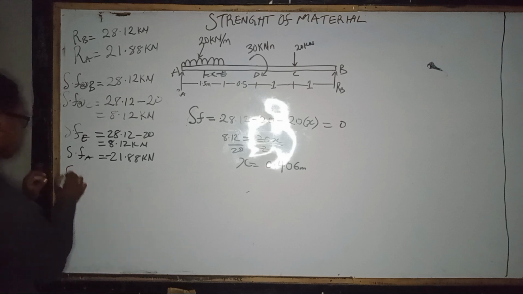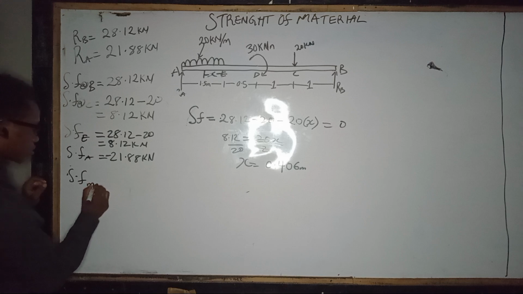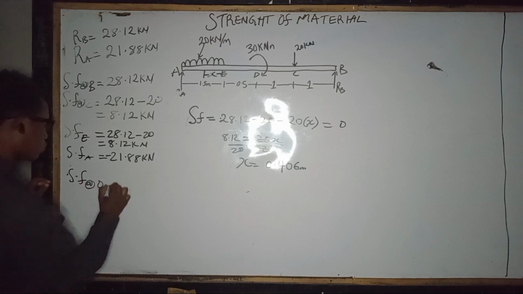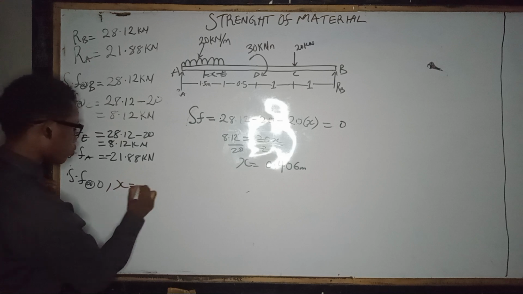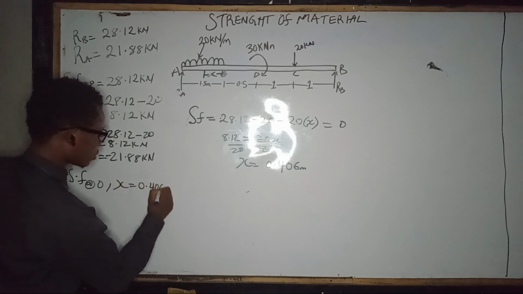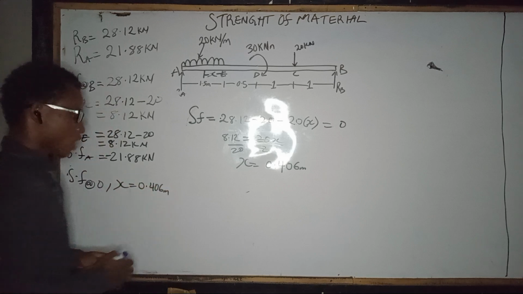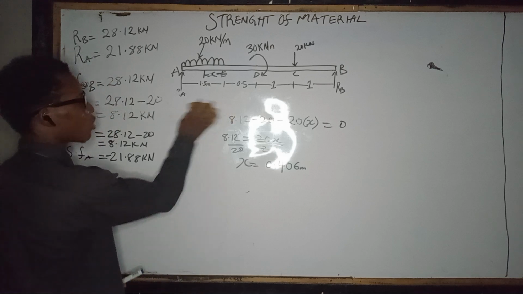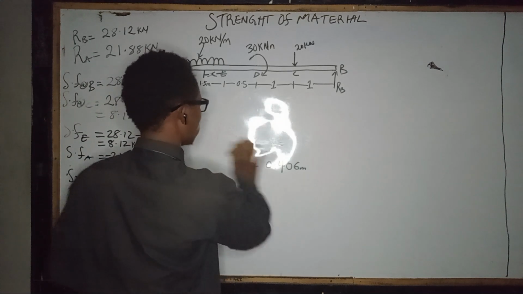So write, the shearing force is 0 at x equal to 0.406 meter. So we have gotten the shearing force at that point. We'll be able to calculate the bending moment when we get here.